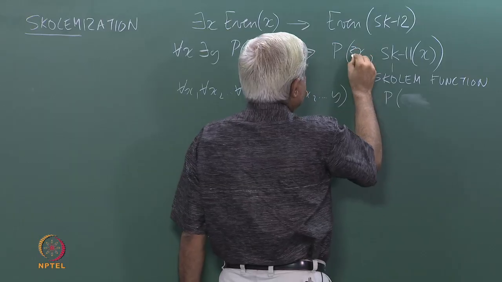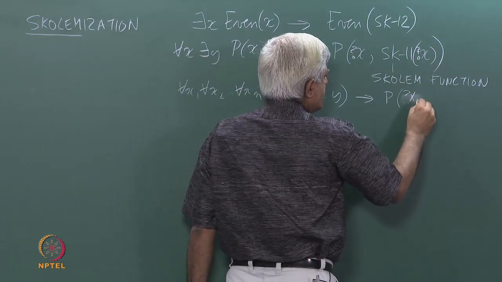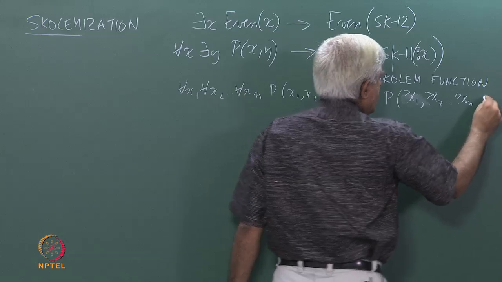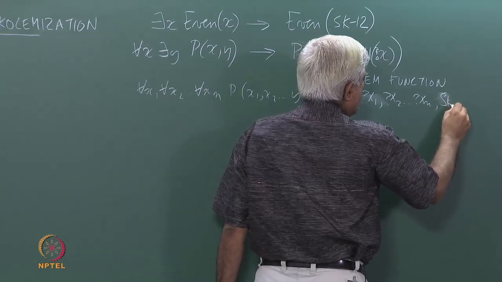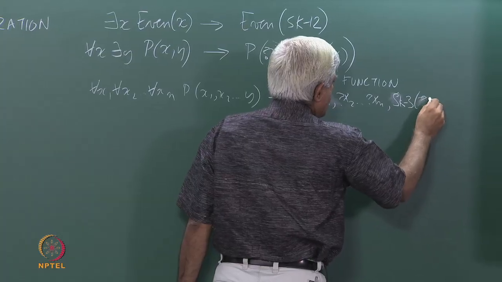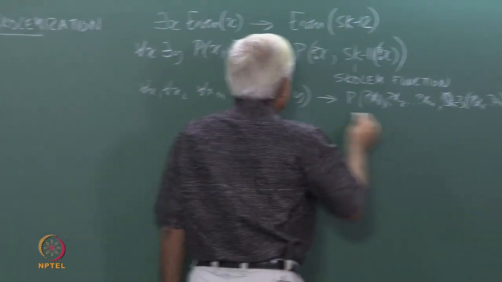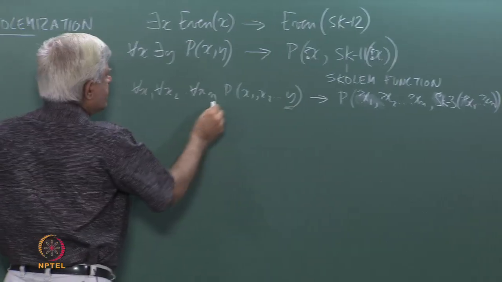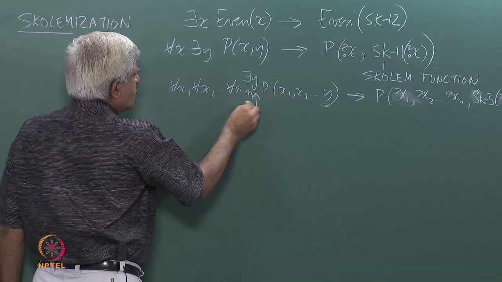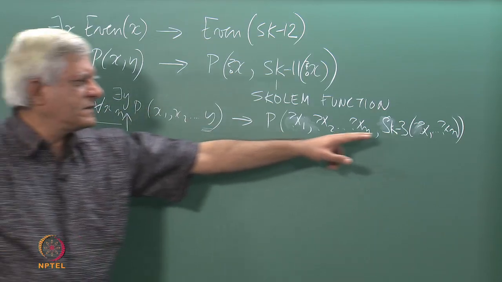So, I should put a question mark here, okay, because x is a universally quantified variable, x1... So, this y which is in the scope, so there exists a y here, is in the scope of all these universal quantifiers for x1 to xn. So, this y becomes a Skolem function of x1 to xn.